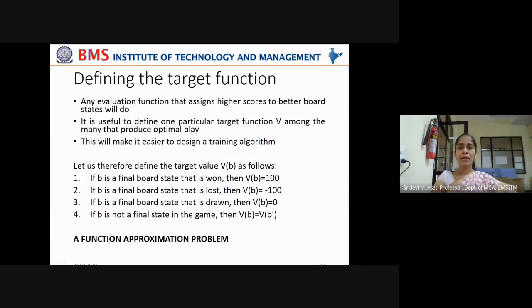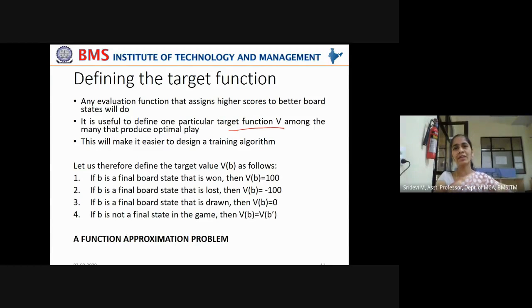So defining the target function also needs to evaluate whether that move is correct or not. Now, any evaluation function that assigns higher scores to better board states will do, right? That is what I explained. If it has a higher score for a board move, that particular move can be selected. So it is useful to define one particular target function V.